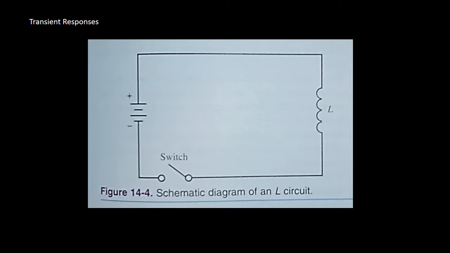A coil is connected to a DC voltage source. Refer to the diagram 14-4 shown on the screen now. When the switch is closed, the current builds up gradually. This effect is due to the inductance of the coil and the internal resistance of the battery. When the switch is opened, the current decays in a similar gradual manner. The rise and decay of the current in this circuit is shown in the graph in figure 14-5 shown on the screen now.